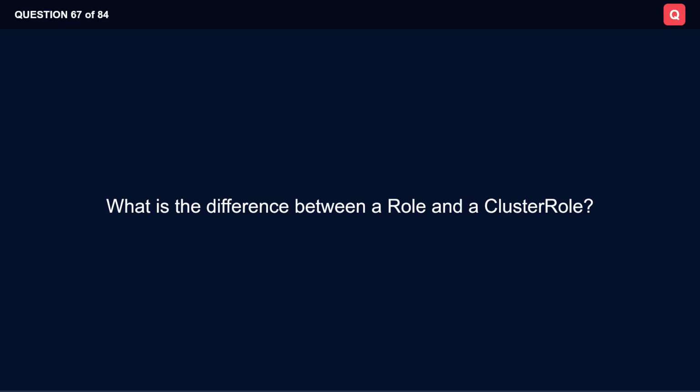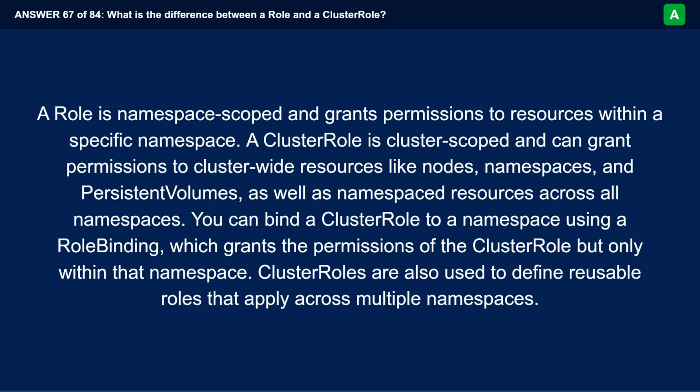What is the difference between a role and a cluster role? A role is namespace scoped and grants permissions to resources within a specific namespace. A cluster role is cluster scoped and can grant permissions to cluster-wide resources like nodes, namespaces, and persistent volumes, as well as namespaced resources across all namespaces. You can bind a cluster role to a namespace using a role binding, which grants the permissions of the cluster role, but only within that namespace. Cluster roles are also used to define reusable roles that apply across multiple namespaces.